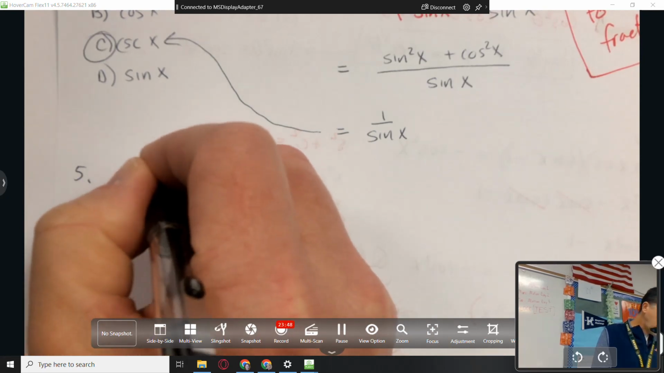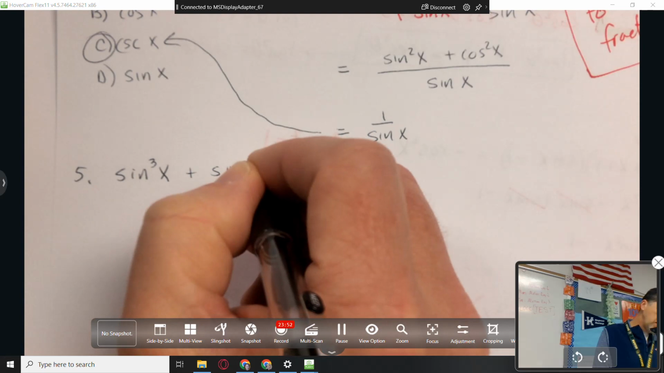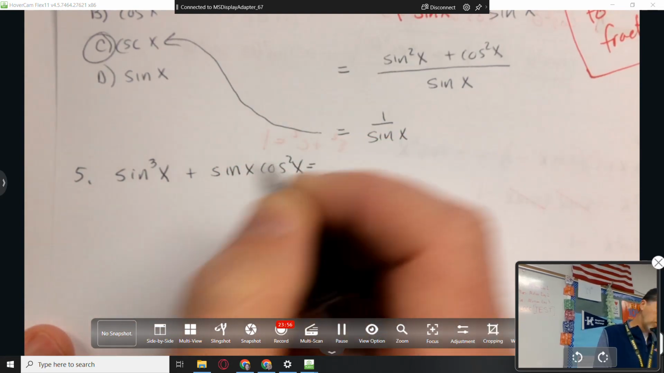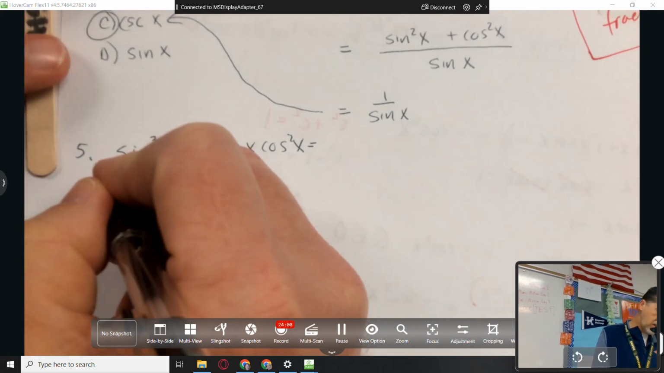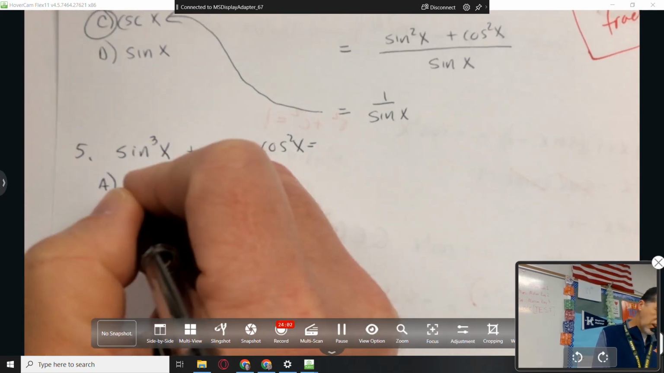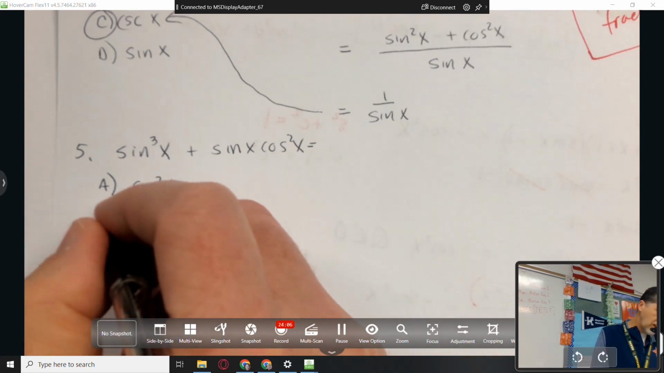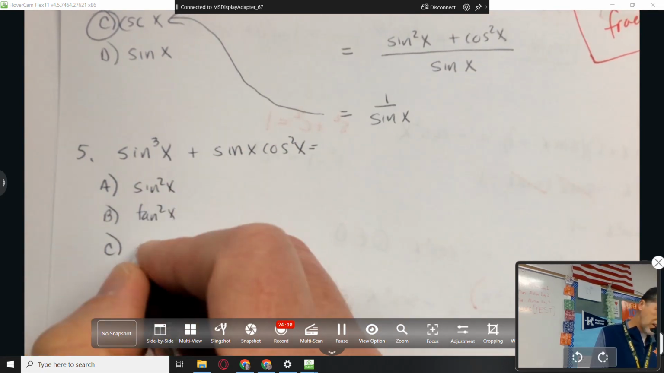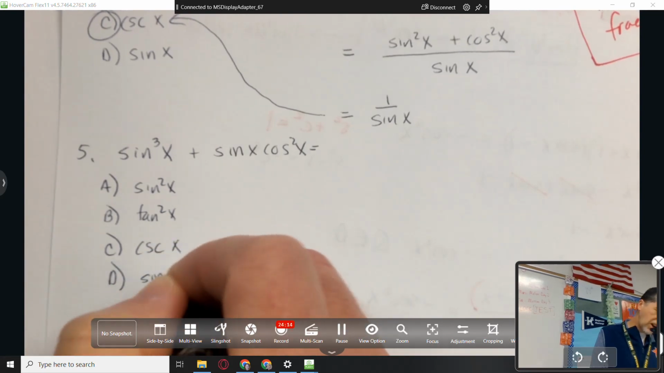Number 5, sine cubed of x plus sine of x cosine squared of x equals. This will be another multiple choice question: either sine squared, tangent squared, cosecant, or sine.